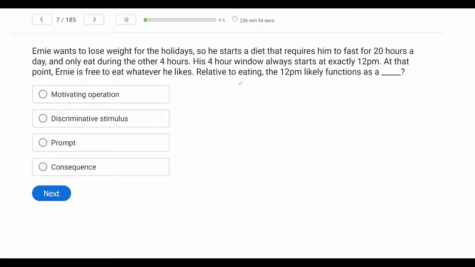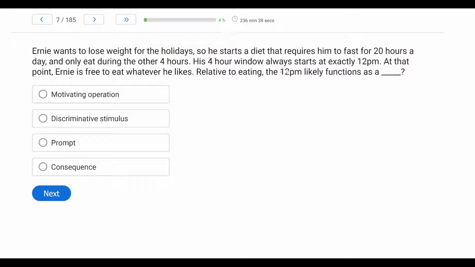Ernie wants to lose weight for the holidays, so he starts a diet that requires him to fast for 20 hours a day and only eat during the other 4 hours. His 4 hour window always starts at exactly 12 p.m. At that point, Ernie is free to eat whatever he likes. Relative to eating, the 12 p.m. likely functions as a what?